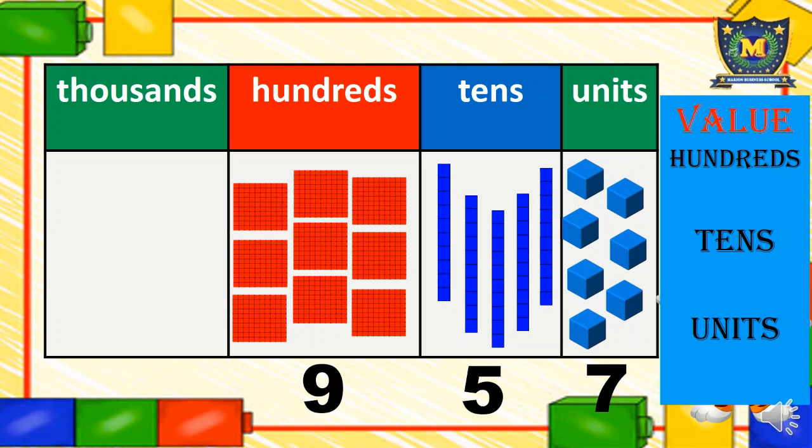Now let's see the value for each digit. Let's start with the units. We have here 7 units. What's the value for 7 units? If your answer is 7, then you're right. How about the 5 rods? What is the value for 5 rods? If your answer is 50, then you're right. How about 9 flats on the hundreds place? What's the value for 9 flats? If your answer is 900, then you're right.